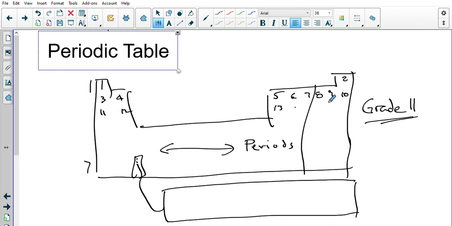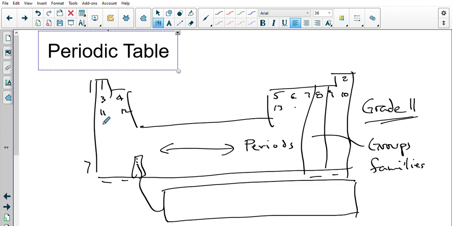And then we've got columns, and these are called groups or families. Some of these are named, and on the periodic table that I gave you, you'll see the names listed down below. Anyways, you have these groups or families. What we find is that characteristics, properties of atoms change gradually as we go across the period, and they're similar within a group.